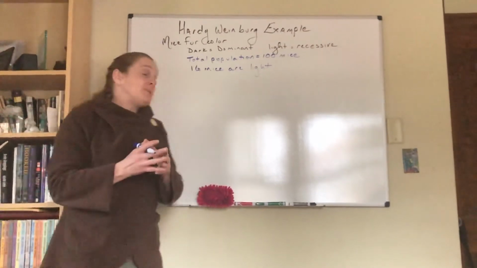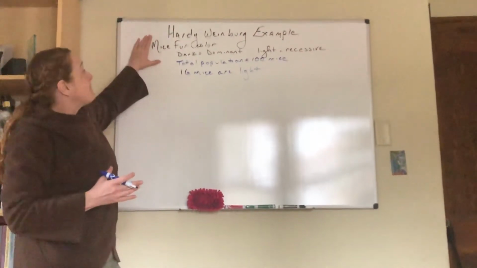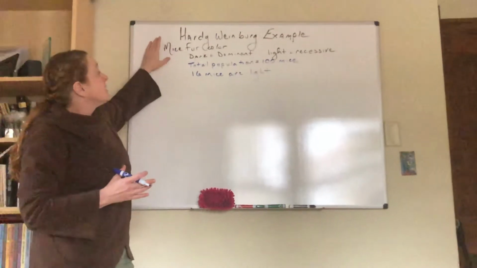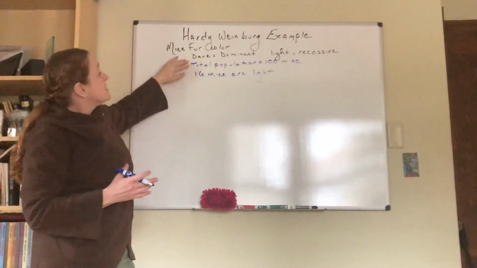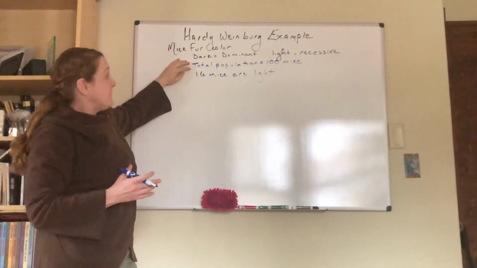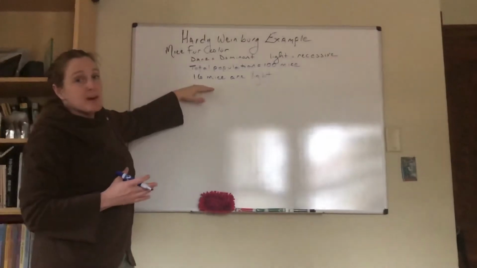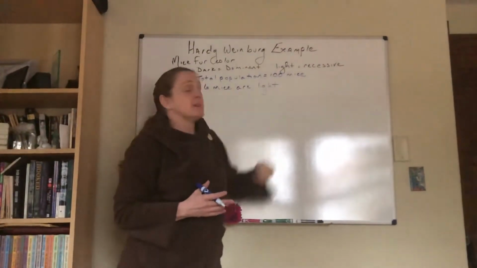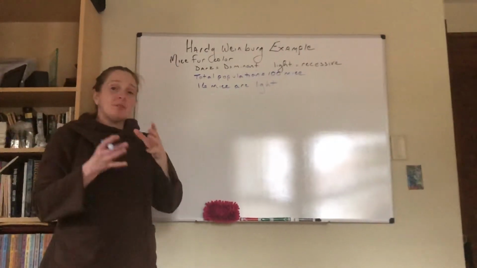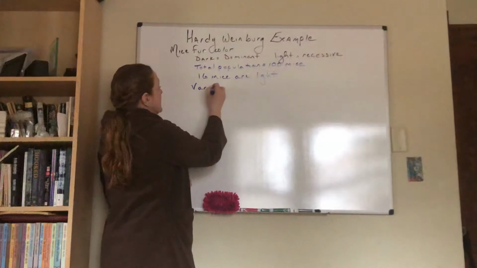So I want to follow through with the rock pocket mouse example. Remember, for our rock pocket mouse, we were looking at fur color. The dark color was dominant and that light color was recessive. So let's say we have a total population of 100 mice. Within that population, we count that 16 of those mice are light, meaning 16 of those mice are showing us a recessive phenotype.